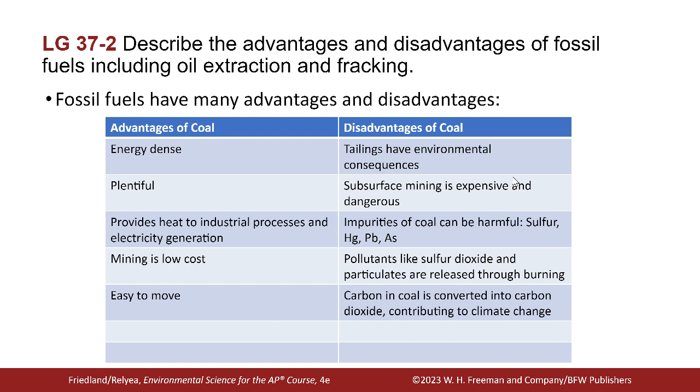And we wondered why. Well, mercury, you can still probably buy that in a store. And then pollutants like sulfur dioxide and particulates are released through burning, which causes acid rain. And then of course we all know burning most fossil fuels leads to carbon dioxide, which is contributing to global warming. Questions about advantages or disadvantages of coal?